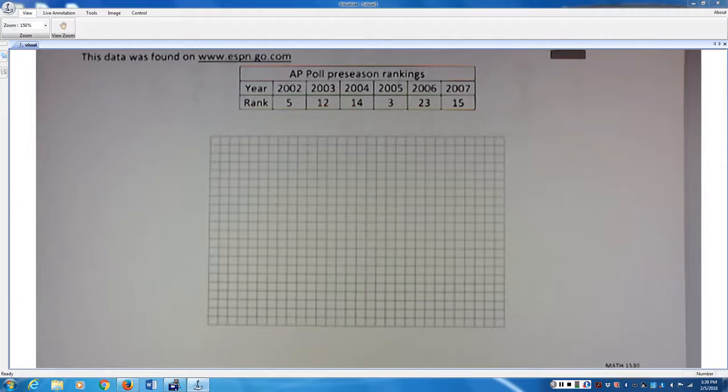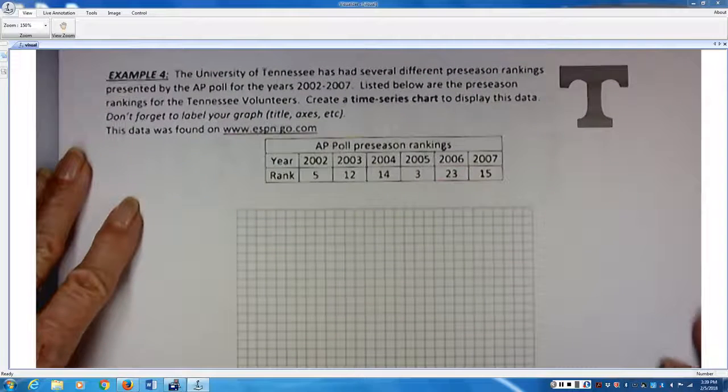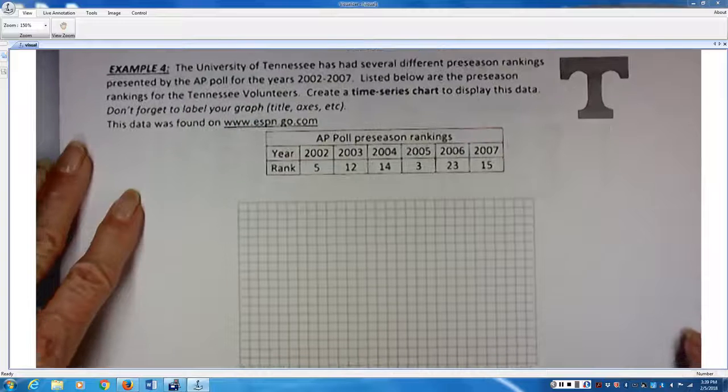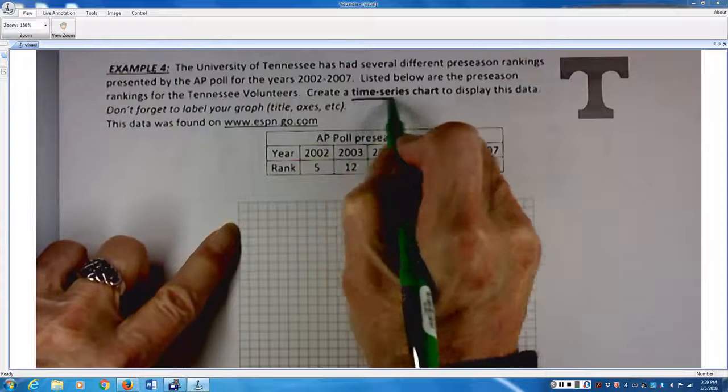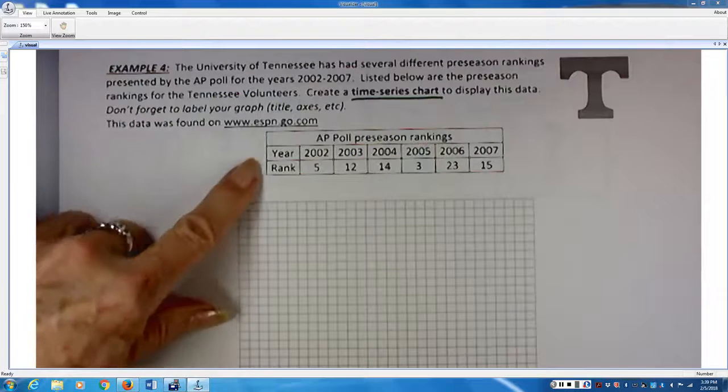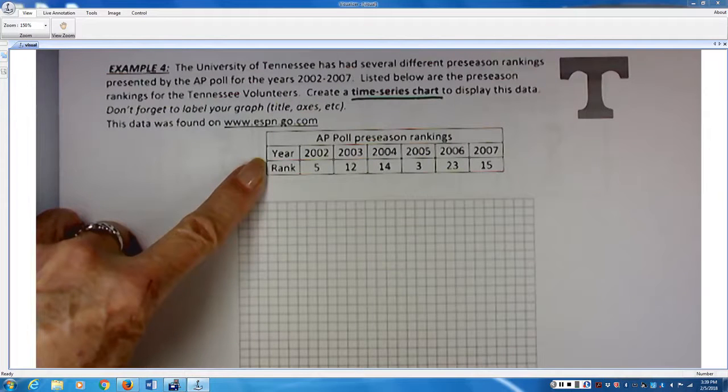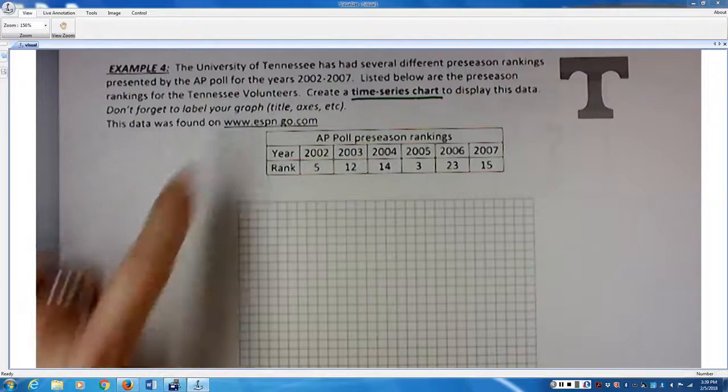Now another kind of graph, here's my not favorite team. Another kind of graph is a time series graph. So this is going to be a time series graph. In a time series graph or a time series chart, what we're going to do is put the AP poll preseason rankings for the years 2002 through 2007. So that's actually going to be our horizontal axis.